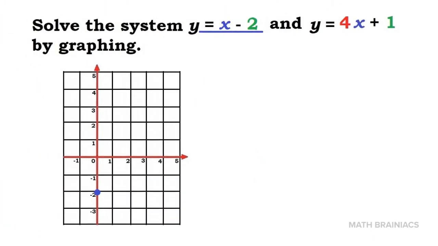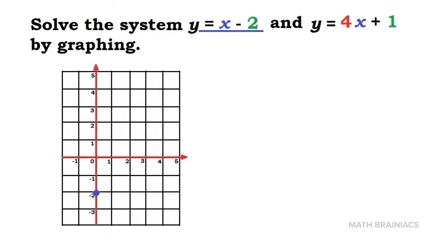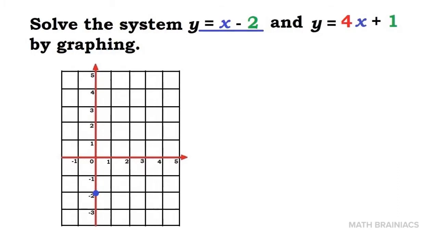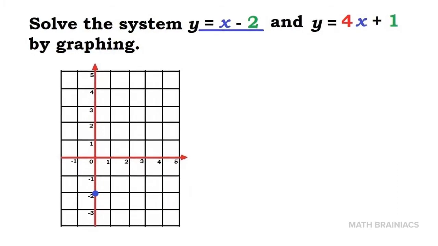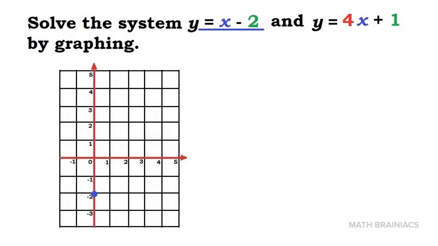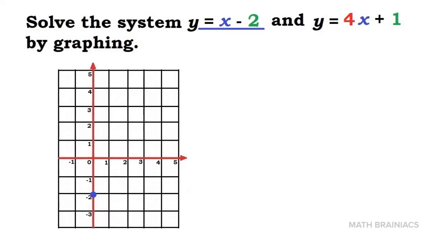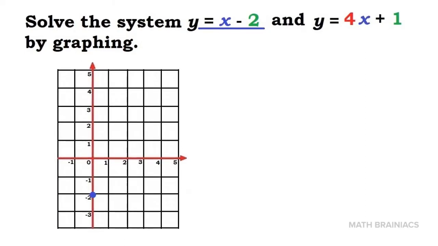Let us work on the first equation, which is y is equal to x minus 2. We know that minus 2 is the y-intercept. When x is 0, y is negative 2. We're going to plot the blue dot on negative 2. I want you to take note that the y-intercept is always plotted on the y-axis when x is 0.